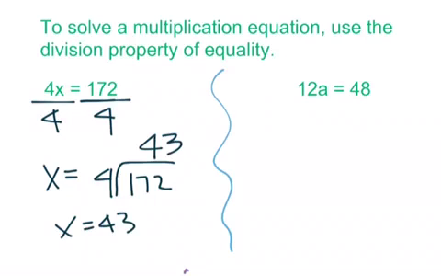Here we've got 12a equals 48, so we're going to do the exact same thing. We're going to divide by 12 on both sides. So a is going to equal, what do you guys think? I believe it's 4.